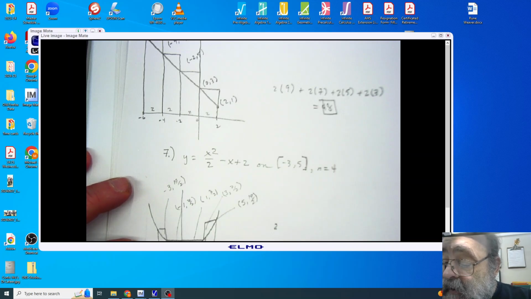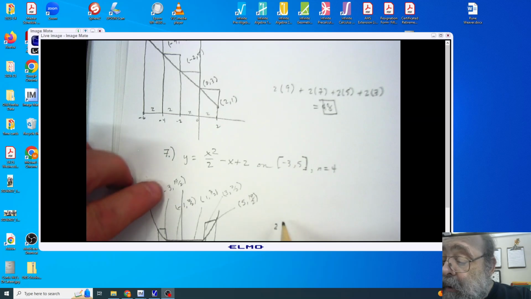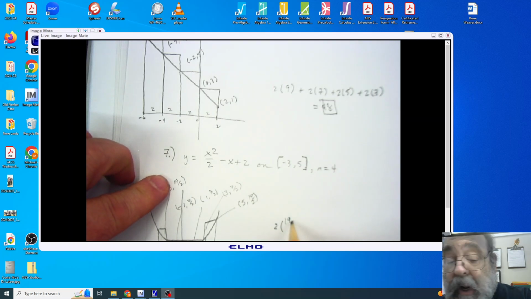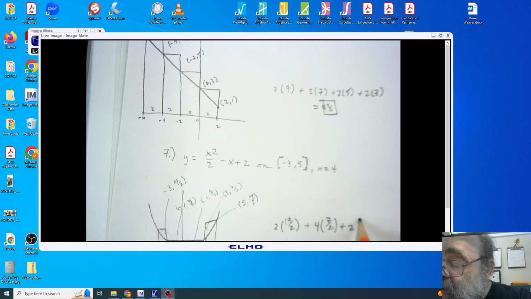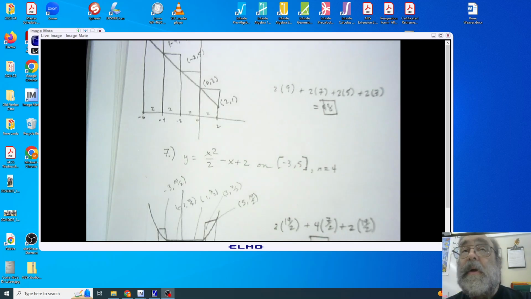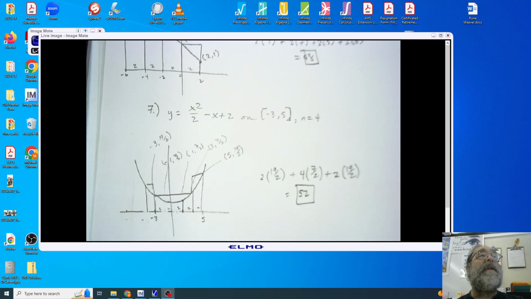So I've got a length of 2 times 19/2. And then I've got 2 of these, so I've got 4 of the 7/2. And then I've got 2 times 19/2 again. And when I add them all together, I get 52. So my answer is 52. And that is how we do the upper sums.